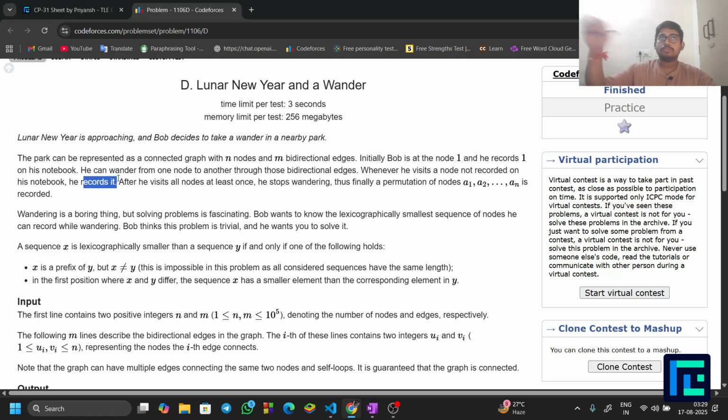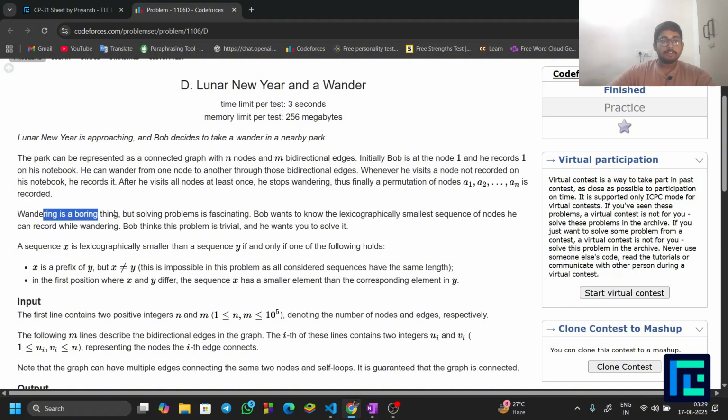Okay, so he can go through any of the nodes. He can just wander through any of the nodes, and the first time he visits a node, he records it in his notebook. If he visits it again while wandering, he doesn't record it again. After he visits all nodes at least once, he would obtain a final permutation a1 to an. So he would finally obtain a permutation of these n nodes according to the first time he visits a node, noting it down in his notebook.